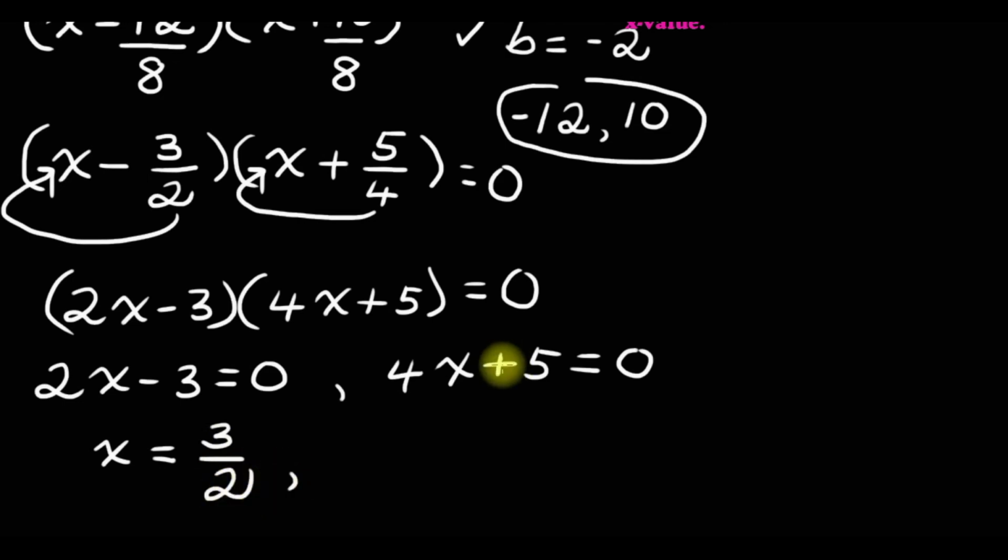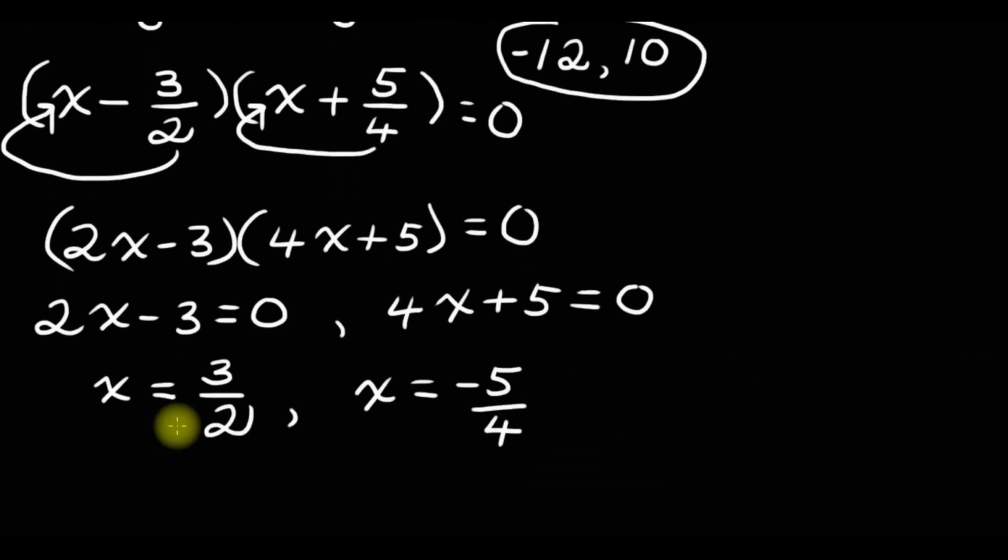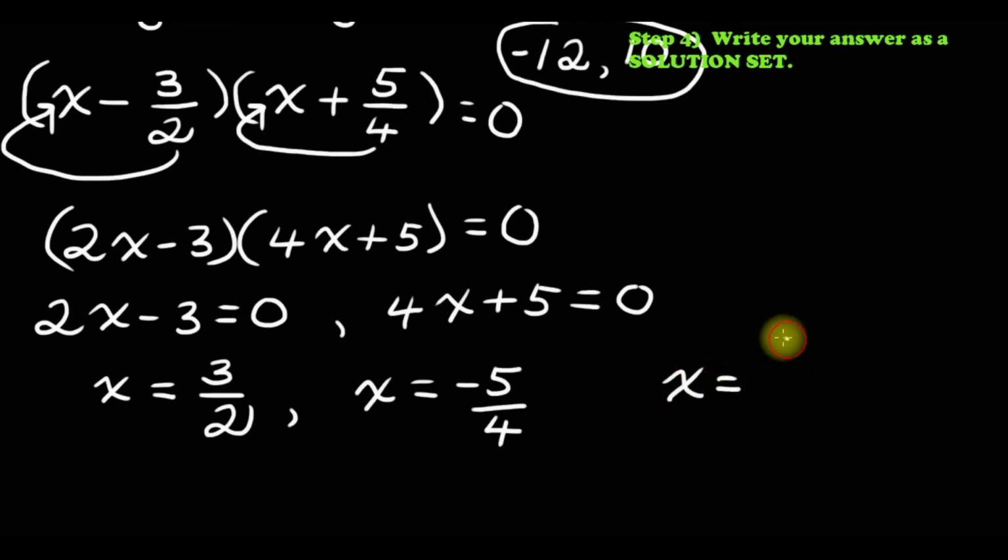All right, and then over here you take away 5 because you're trying to get the x by itself. So you take away 5 and then you divide by 4. So what do you get when you do that? Well, you get negative 5 because you minus 5 and then you divide by 4. All right, so x is 3 over 2 or negative 5 over 4. All right, so that is step number 3. And then the last thing we have to do is write the answer as a solution set. So x is 3 over 2.